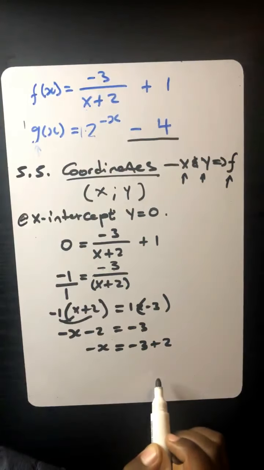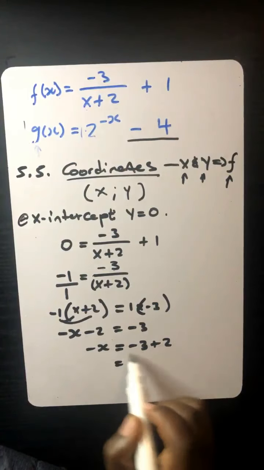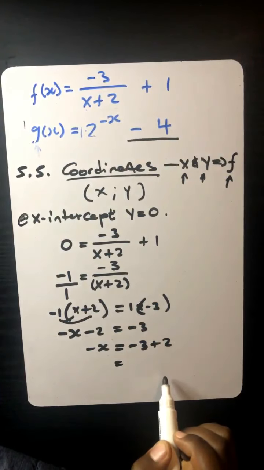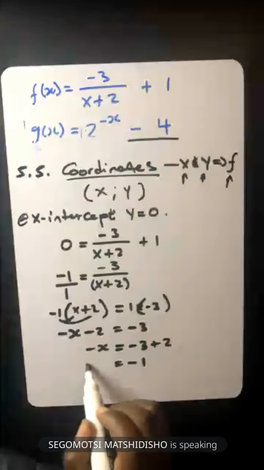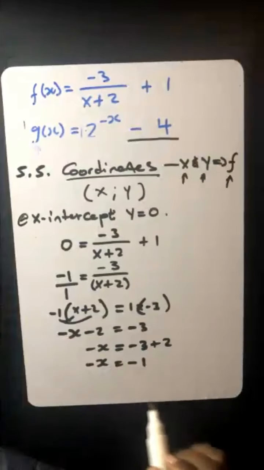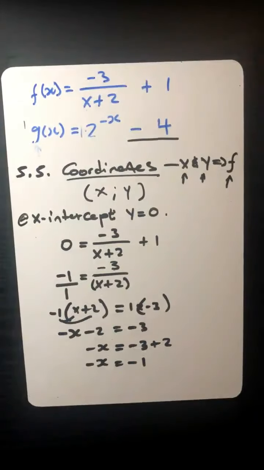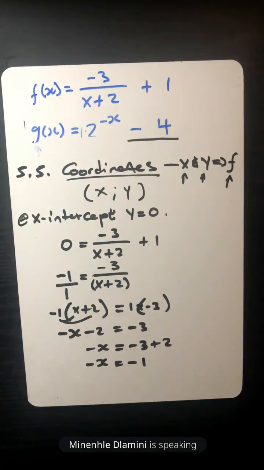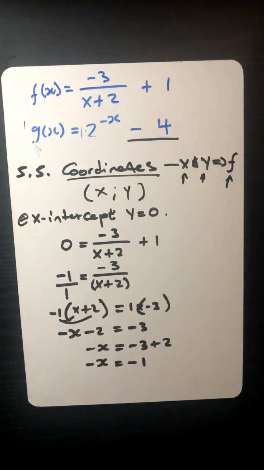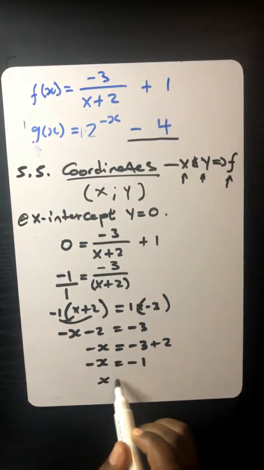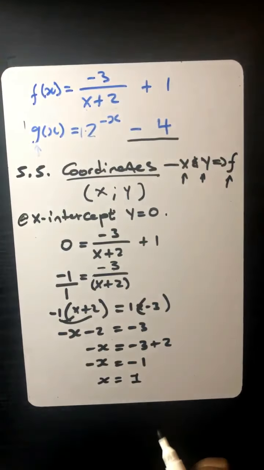Okay, so you said, what are we having there? I don't have a calculator. Anyone to assist? Negative one. So it's negative 100%. So we still have that. So what is x, Minentle? Divided by negative 1. So x is positive. Which means x is equal to positive 1.